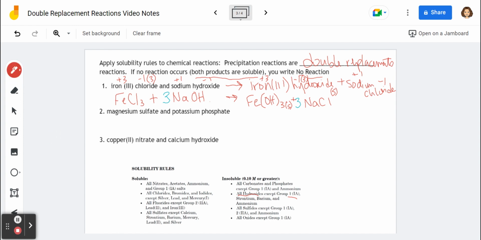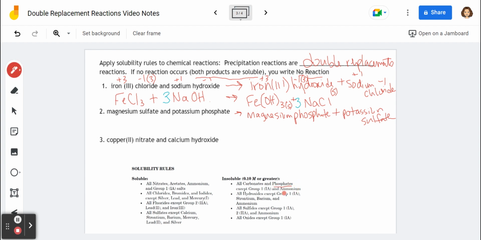Magnesium sulfate and potassium phosphate. So again, it's good to just determine if the reaction will happen first. So magnesium will get a new partner. So it'll be magnesium phosphate, and potassium will get a new partner, which will be sulfate. So then we look to see, will this form any products? Will we get a precipitate? So we come down here, we look at our rules, and we find our rule for phosphates.